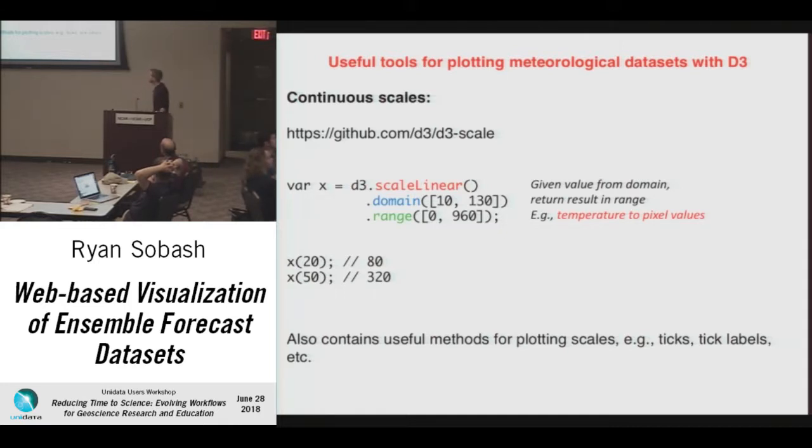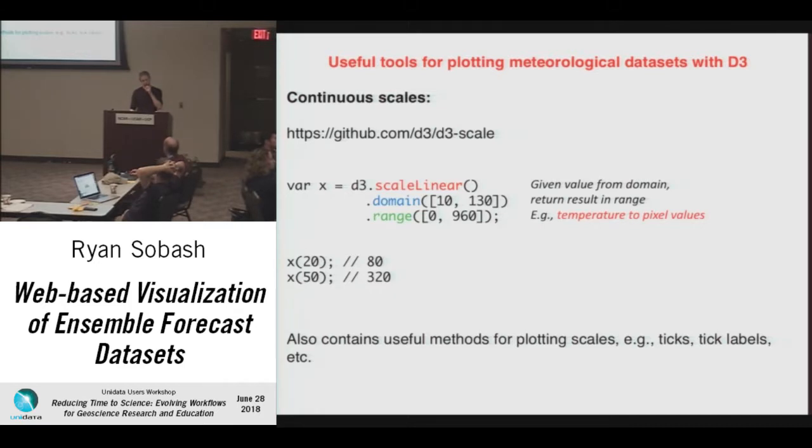This is an example just to map a given value from a domain and return a result in a range, for example temperature to pixel values. You have your domain here of, say, temperature in Fahrenheit and the range of values you want those to be associated with. By calling x, which is now our scale function, and providing it with a temperature, out will pop a pixel value. And this is necessary for plotting meteorological data sets with D3.